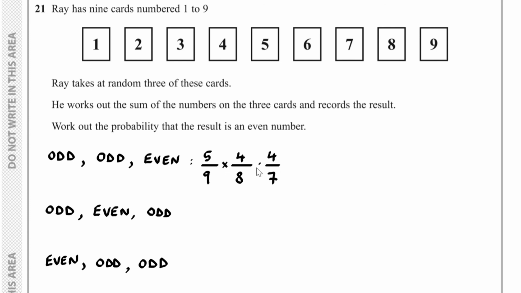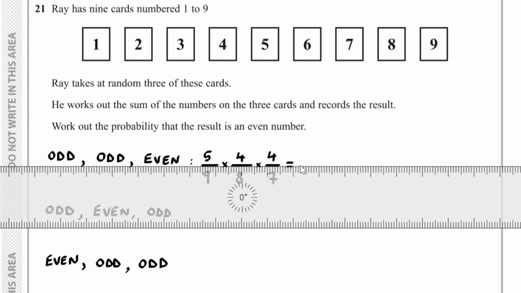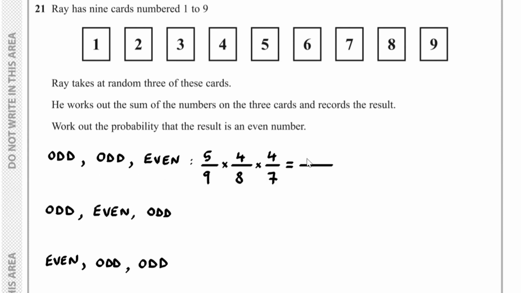And timesing these, that will tell me one of the ways I could get an even number. So 5 times 4 times 4, that's 80. 8 times 7 times 9, that's going to be 504. Now let's consider odd, even, odd.